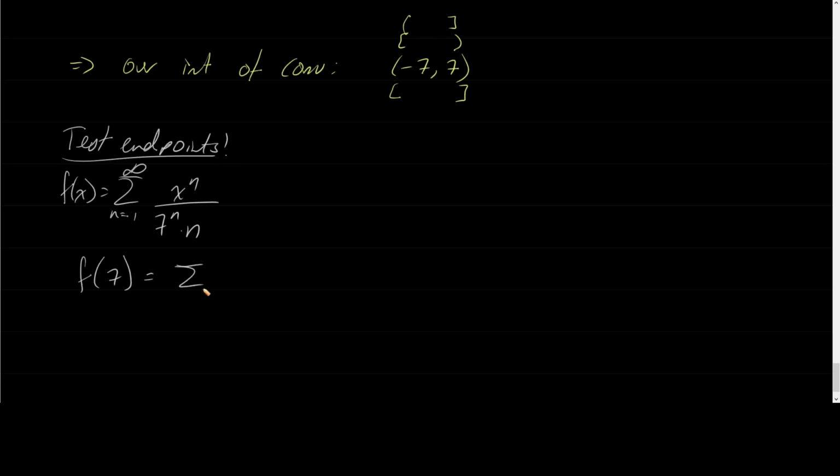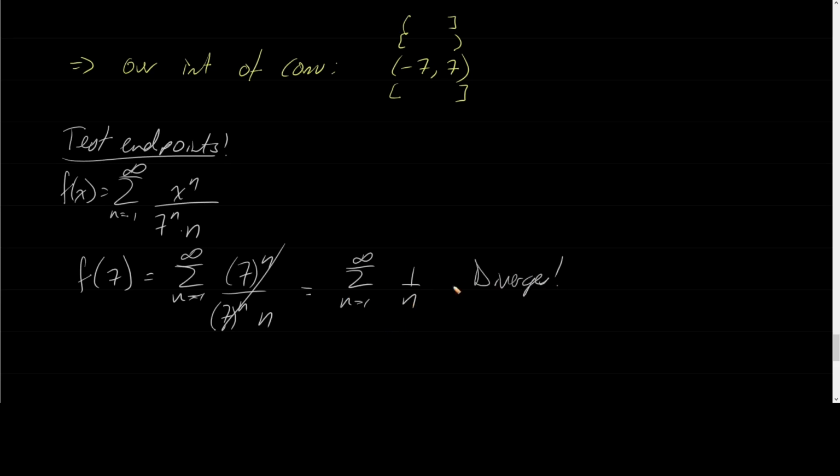F of 7 would be the summation from n equals 1 to infinity of 7 to the n, right? I'm plugging in x, 7 to the n over 7 to the n times n. And here these 7 to the n's cancel out, so I have the summation from n equals 1 to infinity of 1 over n. What does that series do? That series diverges, right? We can say it's a p series with p being equal to 1, or we can say it's a harmonic series. Either way, this diverges. So at 7, it's not a point of convergence, so we can't include 7.